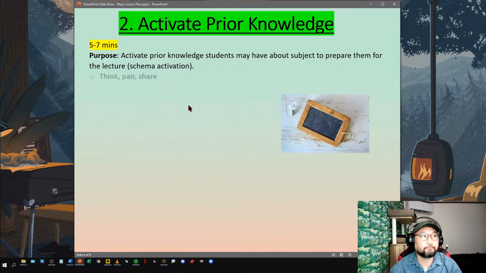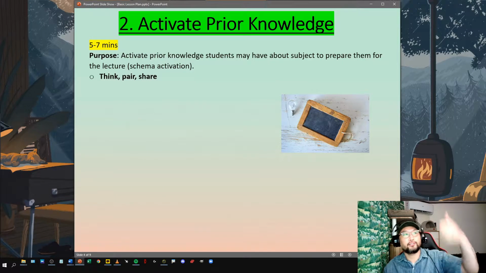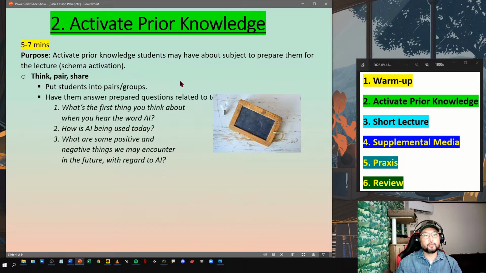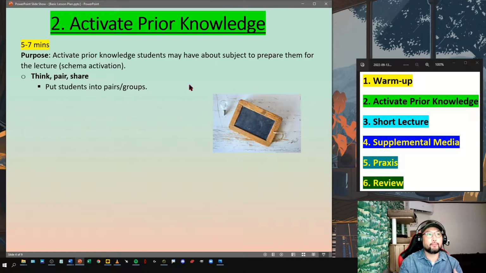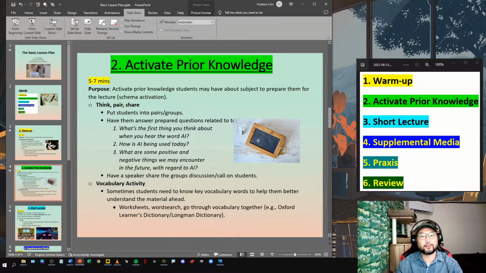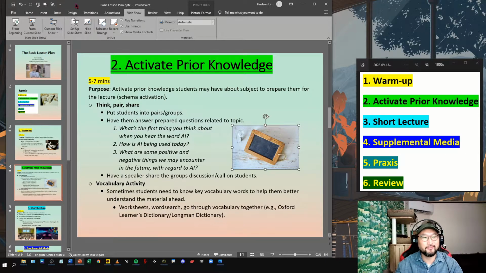One of the ways I like to do this is by doing the think, pair, share, very similar to the warm-up activity I mentioned earlier. Think, pair, share. Basically, you put students in groups, and then you have them answer questions that you prepare ahead of time.